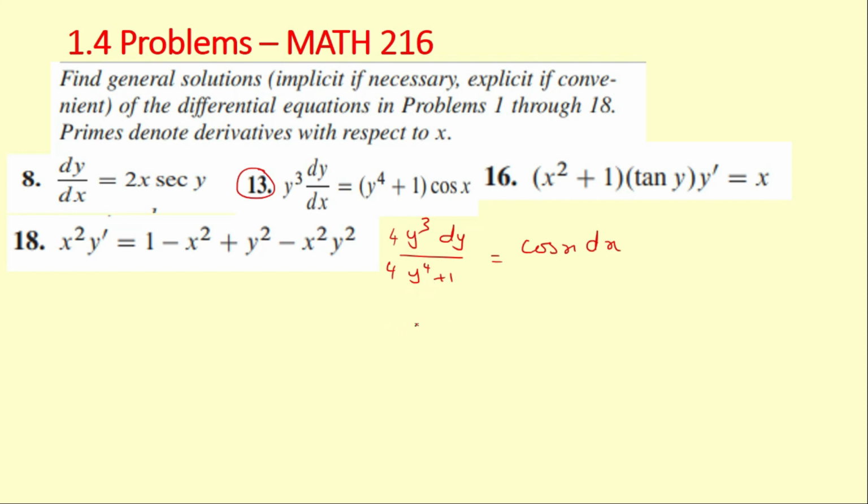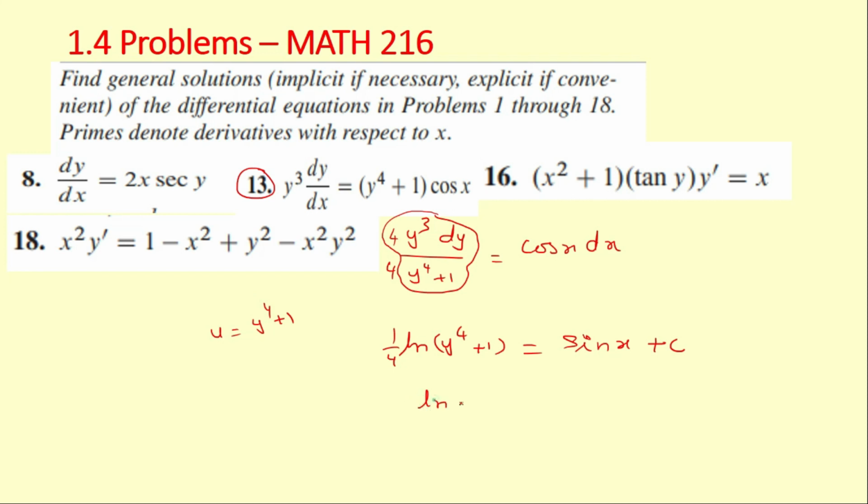When you integrate on both sides, the left hand side will be ln of y raised to 4 plus 1, the integration of this part, and there will be 1 over 4. You can try by choosing u is equal to y raised to 4 plus 1, using the substitution method. And on the right hand side the integration of cosine x is sin x plus c.